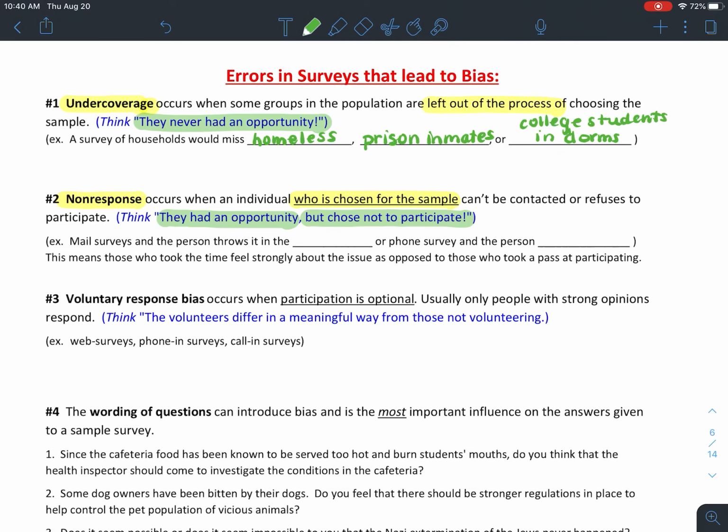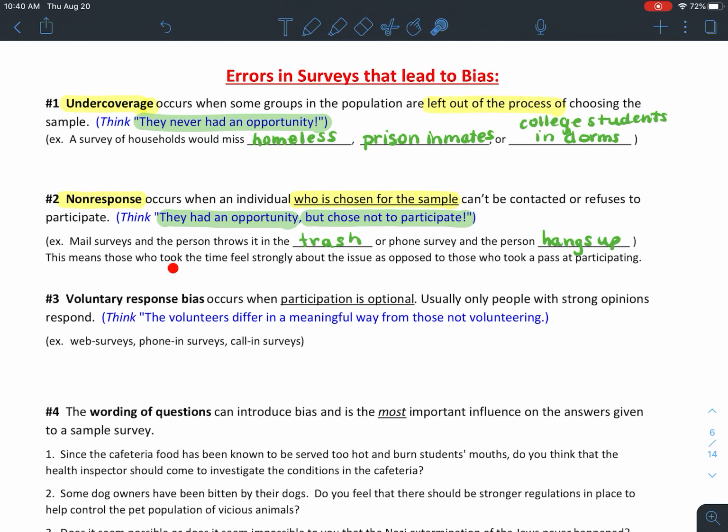So you see this a lot with mail surveys, things that you get in the mail. The person might say, oh, I'm not going to complete that survey, and they simply throw it in the trash. Or maybe a phone survey where they're calling. You see this a lot around presidential election time where they're trying to gauge how the candidates are doing. Possibly a person hangs up. Okay, so they were selected because they got the mail survey sent to their house, or they were selected because the phone call made it to their place of residence.